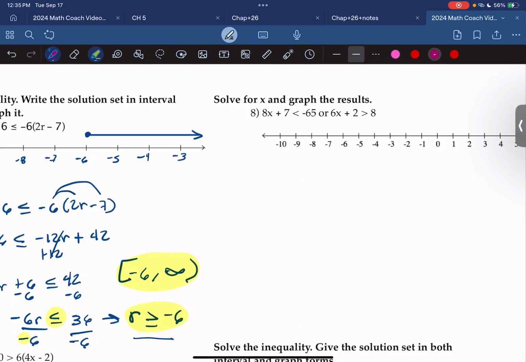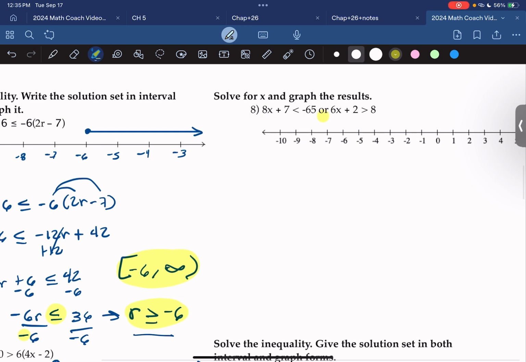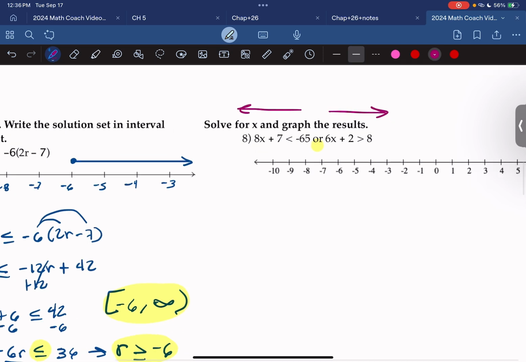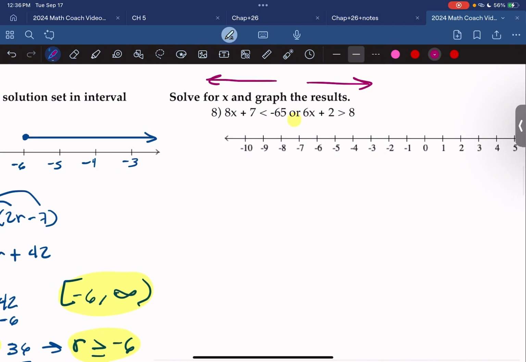Number 8 has the word or. This means that when we graph, the graph is going to look like this. They're going to go in opposite directions. And for this, we have to solve them each individually, write the notation for them individually, and then we graph them. So let's do 8x plus 7 is less than -65. And now let's do 6x plus 2 is greater than 8.